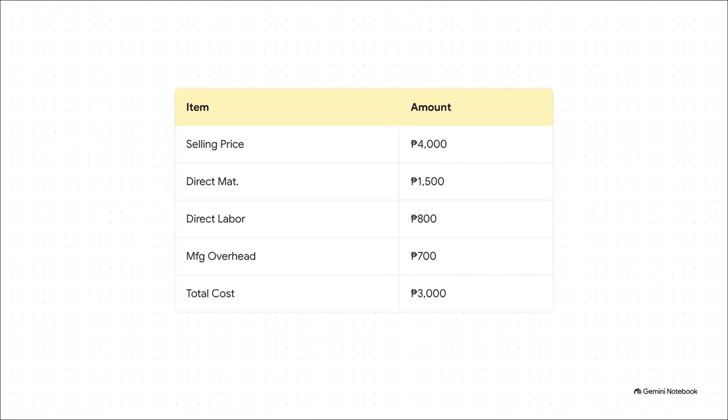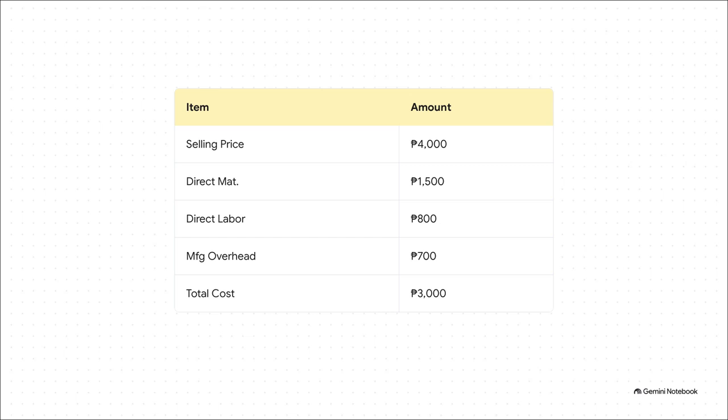Now, you've got to watch out for this classic examiner's trap. Let's check out this jewelry bracelet scenario. Notice how they combine variable and fixed costs into that single 700 peso overhead figure? They're totally baiting you to mistakenly include the fixed portion in your minimum price.